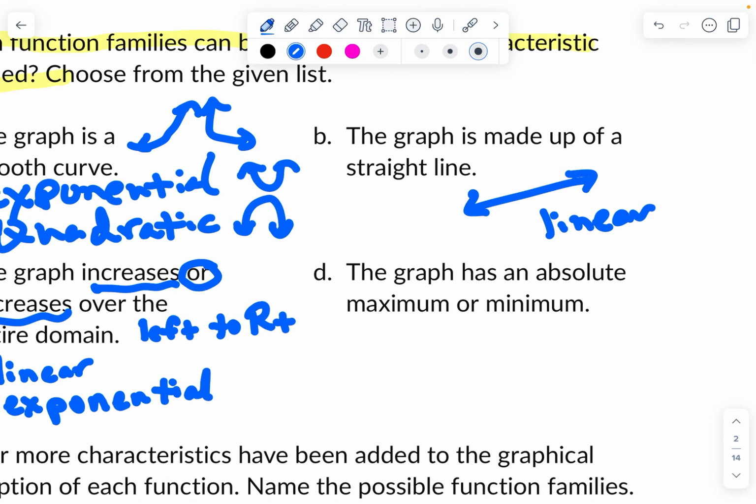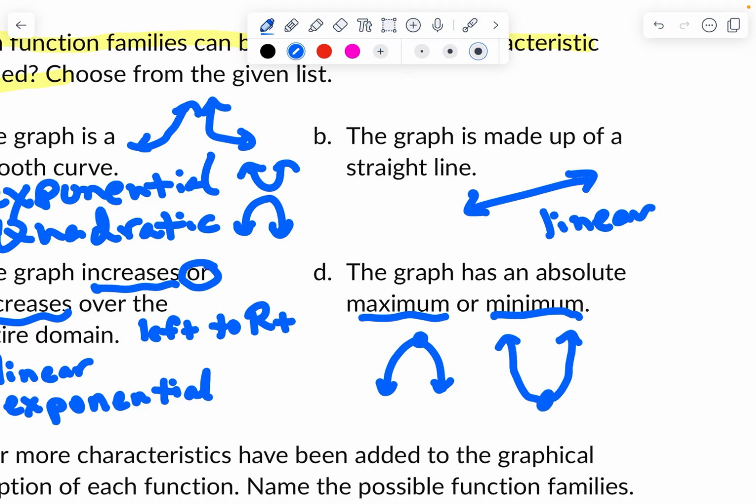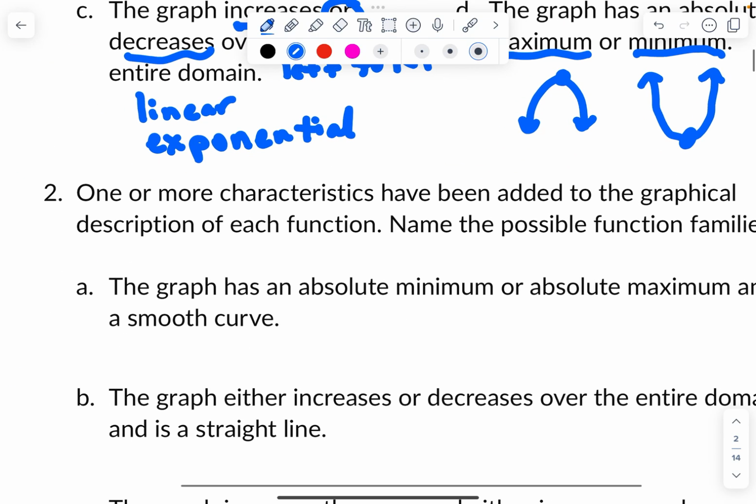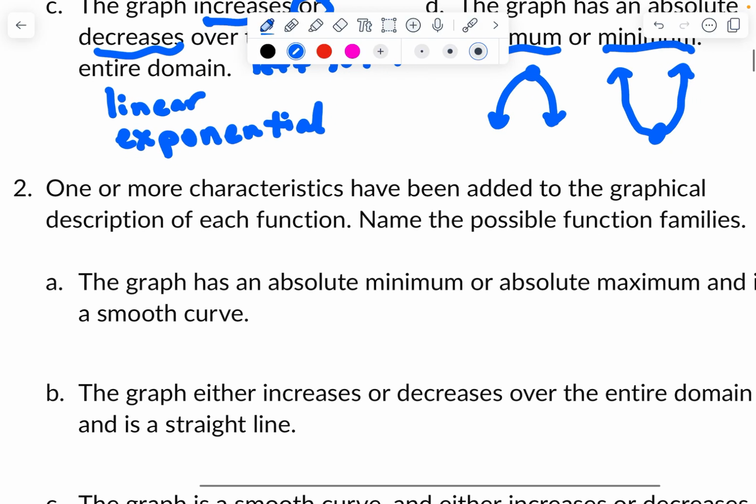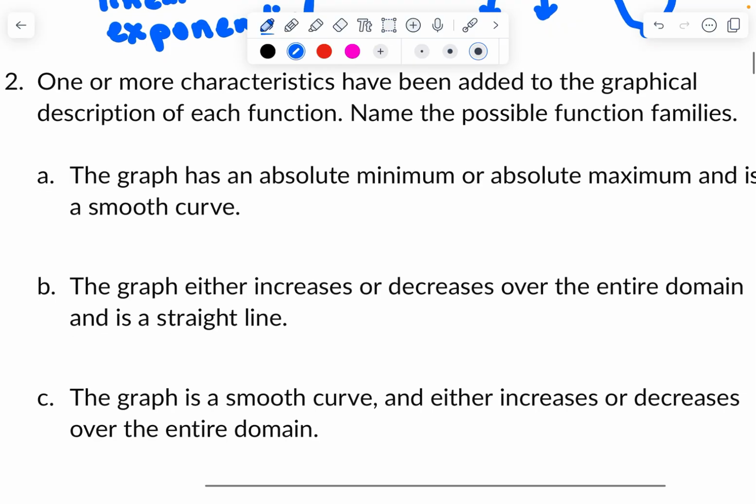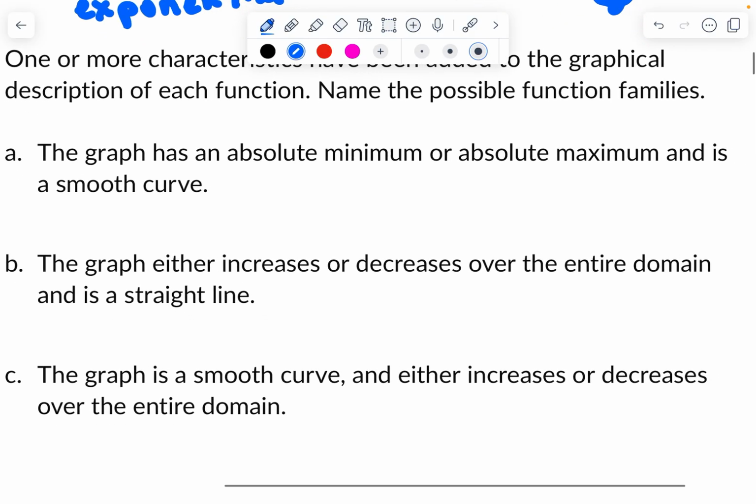Okay, this next term, the graph has an absolute maximum or minimum. That is a key feature of quadratics. So you either have a quadratic with a point up at the top, that's a maximum, or you have a quadratic with a point at the bottom, that's a minimum. Okay, all right, question number 2. One or more characteristics have been added to the graphical description of each function. Name the possible function families. So pause, see if you can discuss this if you're working with a group or working on your own.